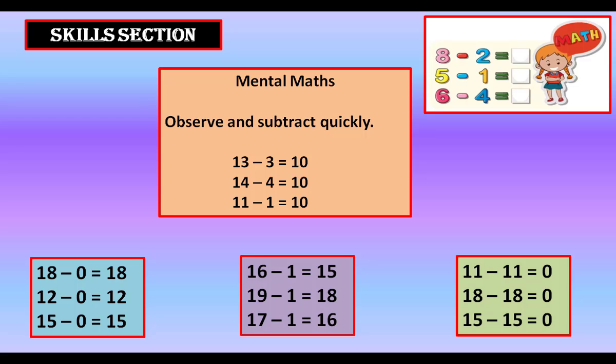11 minus 11 is equal to 0. 18 minus 18 is equal to 0. 15 minus 15 is equal to 0. So these are the sum skill section. You just have to observe and subtract quickly.